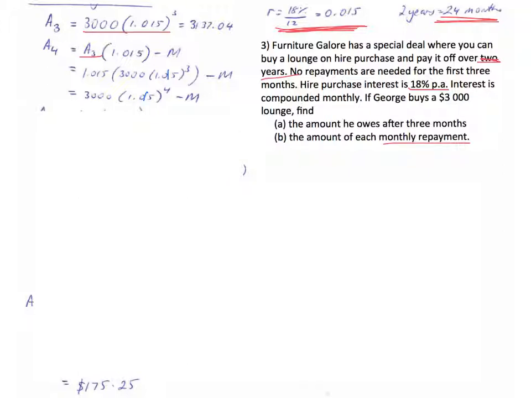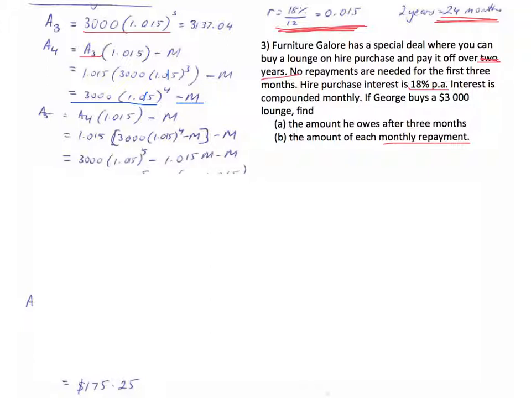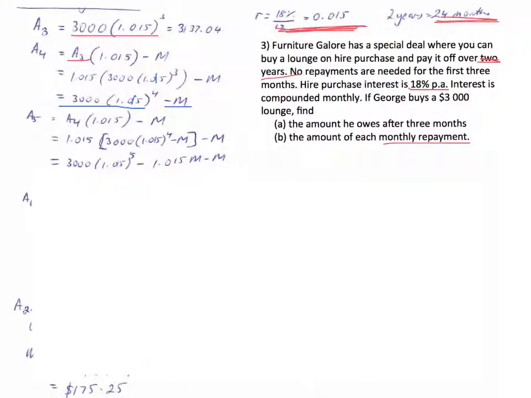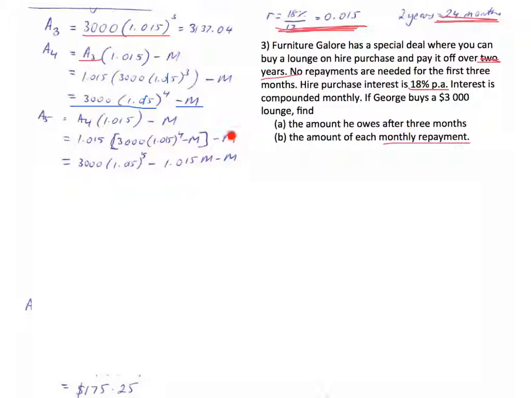This then becomes the new principal to calculate the amount owing at the end of 5 months. So the amount owing at the end of 5 months is A4 times, well, adding on some interest, times 1.015 minus the monthly repayment. So we need to multiply 1.015 by both this term here and the M. So when we multiply it by that first term, we get 1.015 to the power of 5. When we multiply it by the M, we just get that term there, and then that minus M is the same. All right.